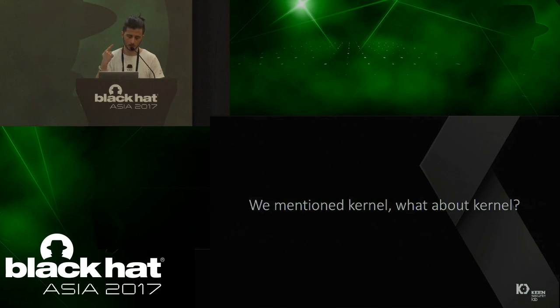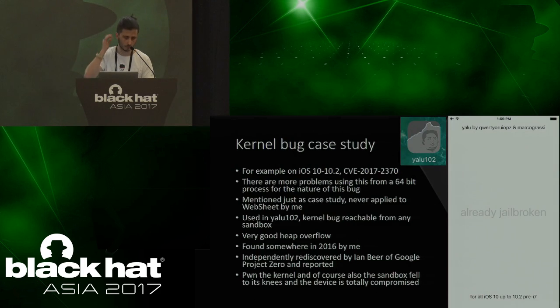So some slides ago we said kernel, but we didn't talk at all about the kernel. So I'll bring some case studies. The first one is the bug in 10.2 used for the Yalu jailbreak. This bug was affecting iOS 10 to 10.2, and actually there are some problems using this bug on a 64-bit process because of its nature.